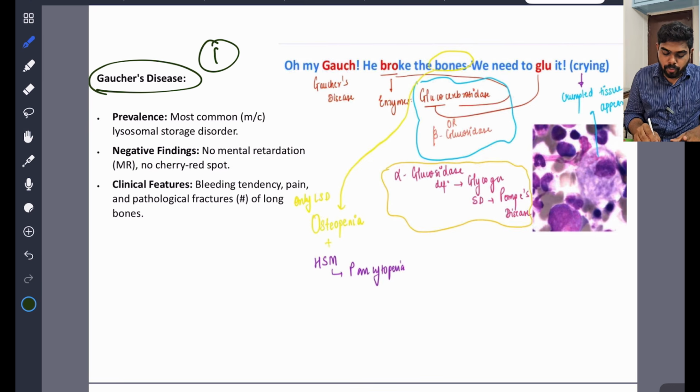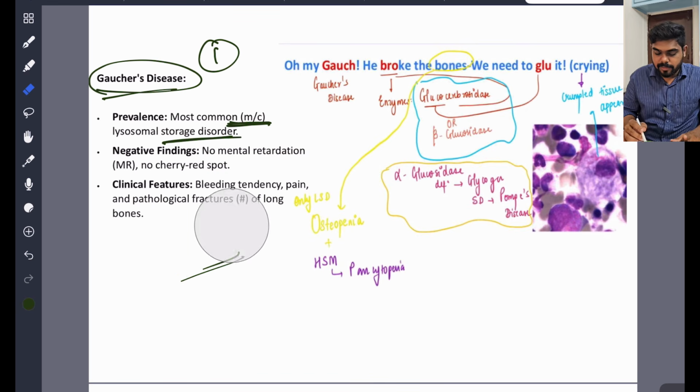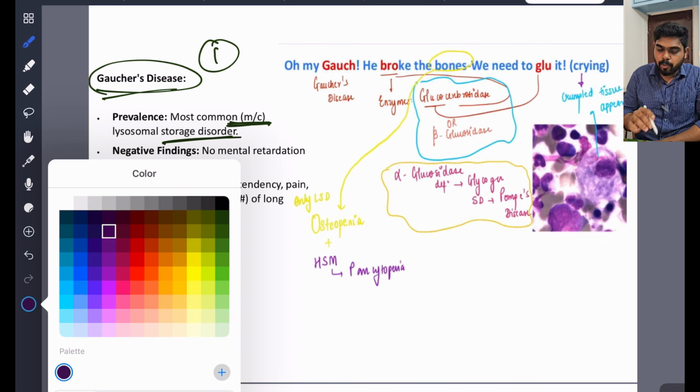This is the most common lysosomal storage disorder. Most common lysosomal disorder, G4G. Okay, we will see that. Now see, there is a mnemonic for this. You have to know this mnemonic. Learn these 5-6 mnemonics, right?